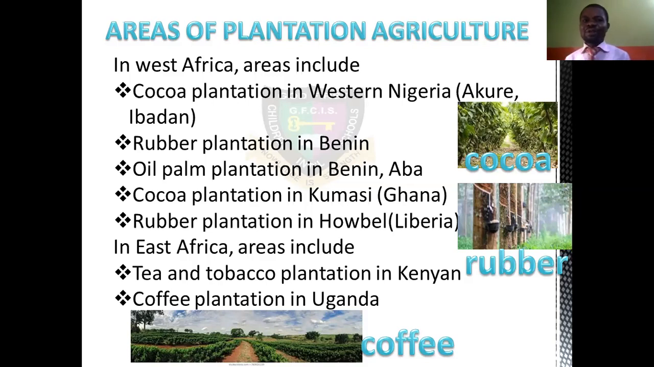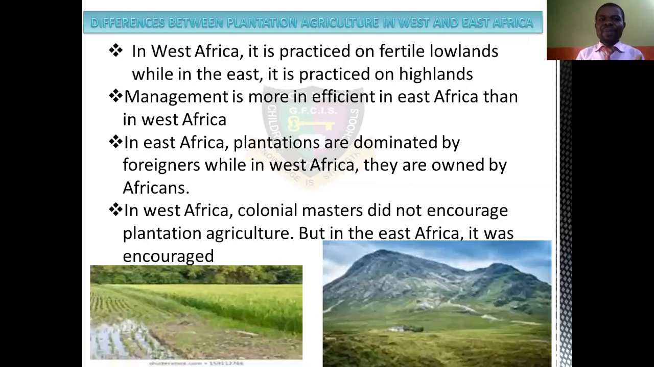Next, we need to see the differences between plantation agriculture in the West and in the East. They are both plantation agriculture, as the name implies, but there are still little differences in the practices, both the one we see in the West and in the East. One, in the West, it is practiced on fertile lowland, like I've just shown you, while in the East, it is practiced on highland. So you should know the difference between highland and lowland.